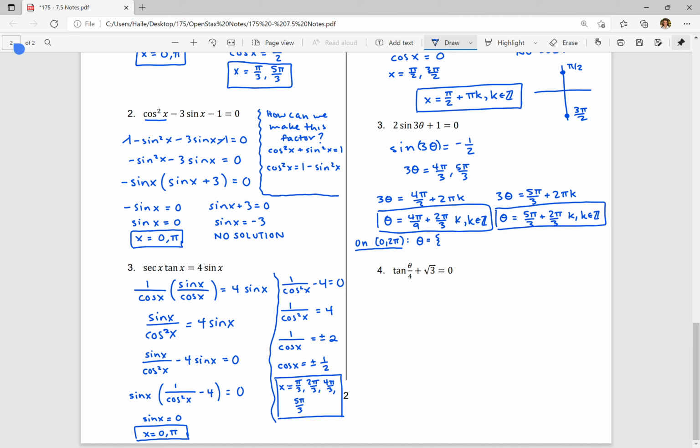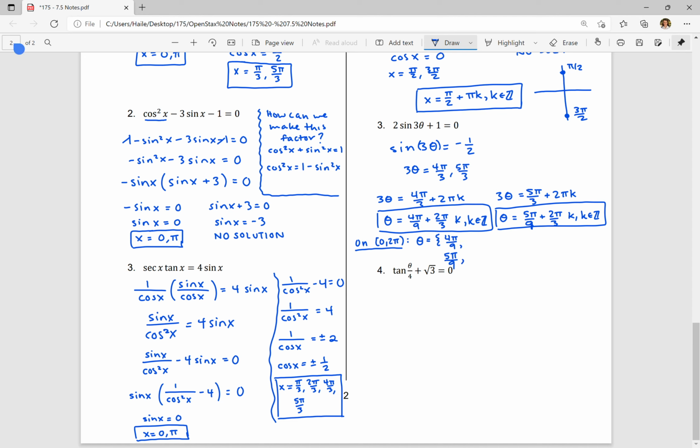All right, so back to our 0 to 2 pi discussion. Once again, these general solutions are going to be formulas to help us get the things between 0 and 2 pi. So we're going to start by writing down the first 2 solutions that we had. So 4 pi over 9 and 5 pi over 9.